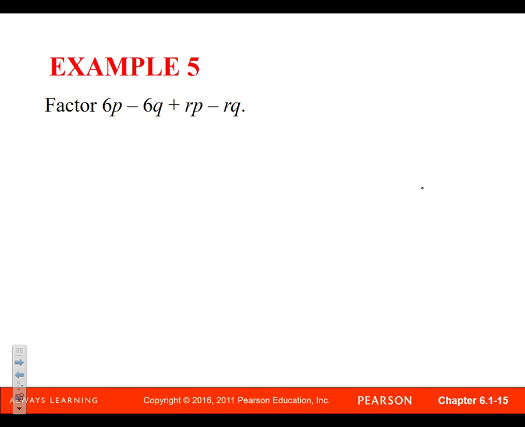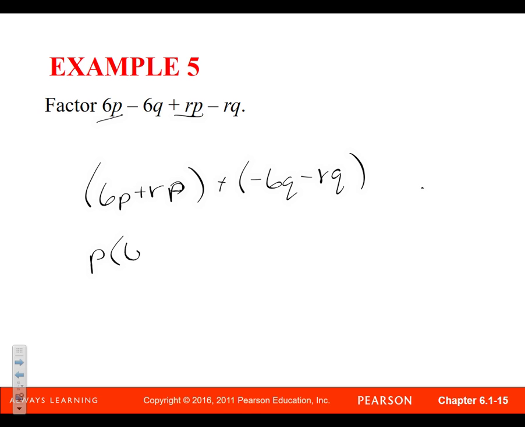Okay, so what you're going to do here, when you have something like this, what you want to try to do is group them together by a common variable that they have. For example, this 6p has the p in common with the rp there, doesn't it? So I'm going to group the 6p plus the rp together as if it was some quantity. And then I'm going to group the negative 6q with the negative rq. Okay? And then I'm going to take a look here. Oh, look what these two have. What do they have in common? The p, right? So I'm going to take the p out. That leaves me with 6 plus r.